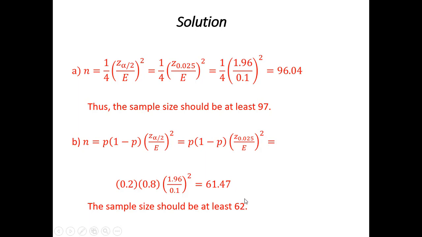And just notice that the 62 is much less than the 97, and that should always be the case. The value that you get from the conservative formula maximizes this calculation when we let P be our variable.